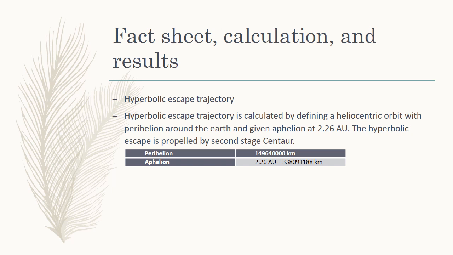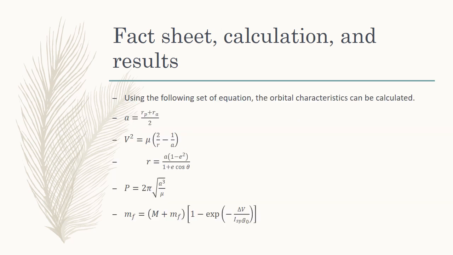The hyperbolic trajectory is calculated by defining a heliocentric orbit with perihelion around the Earth and a given aphelion at 2.26 astronomical units. The hyperbolic escape is propelled by using the second stage Centaur. And then these are the perihelion distance and aphelion distance.